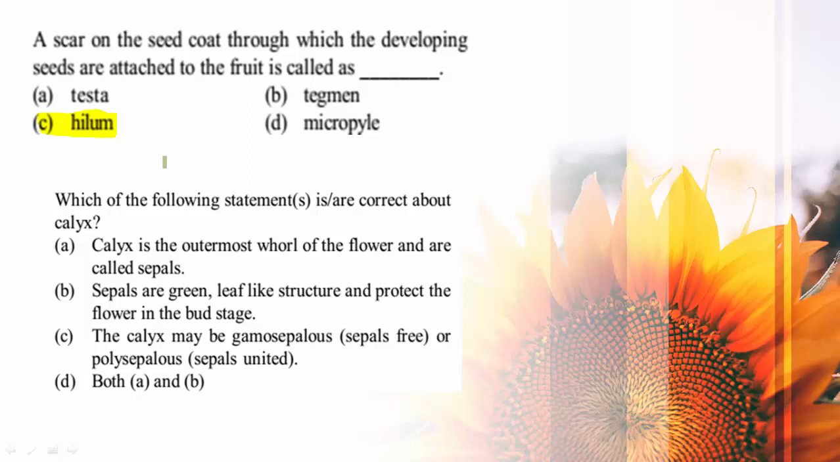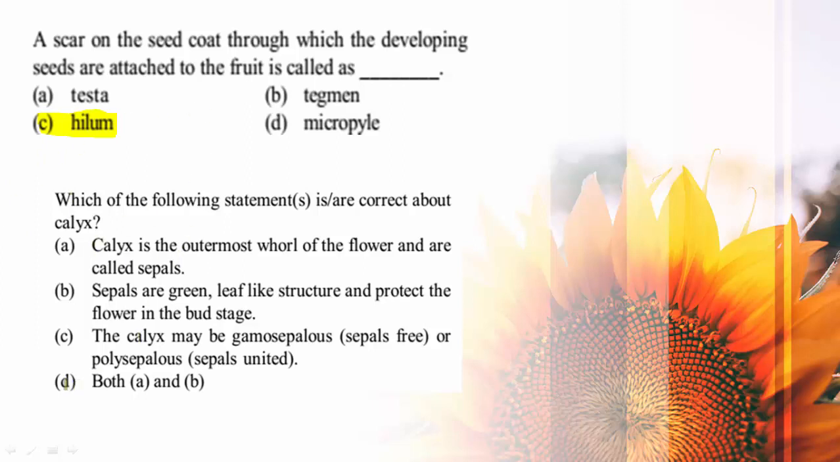Then, which of the following statements is or are correct about the calyx? Calyx is the outermost whorl of the flower and are called sepals. Sepals are green leaf-like structures and protect the flower in the bud condition. The calyx may be gamosepalous in the bracket sepals free or polysepalous in the bracket sepals united. So among these three sentences, only A and B are correct. So which one is the option?